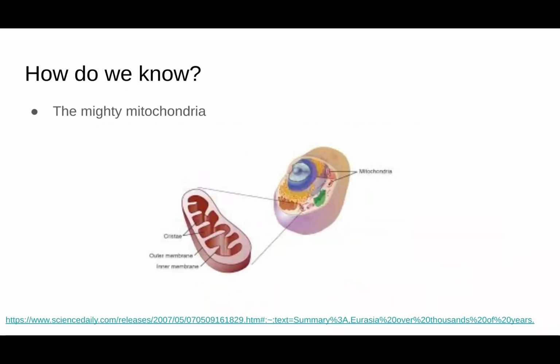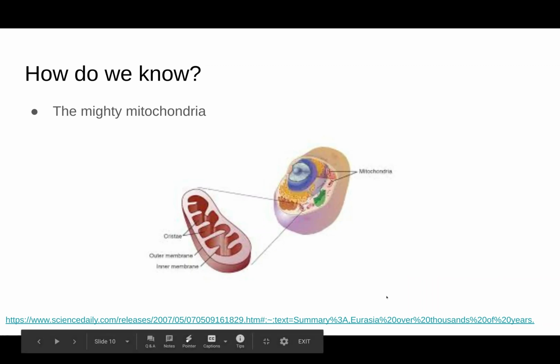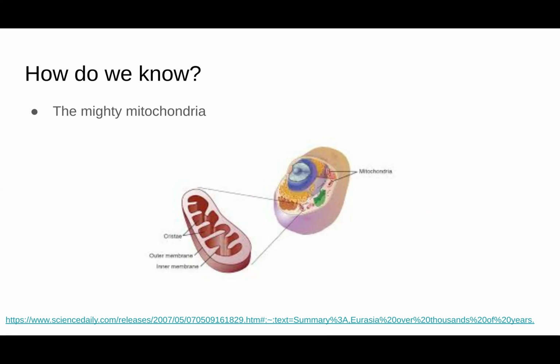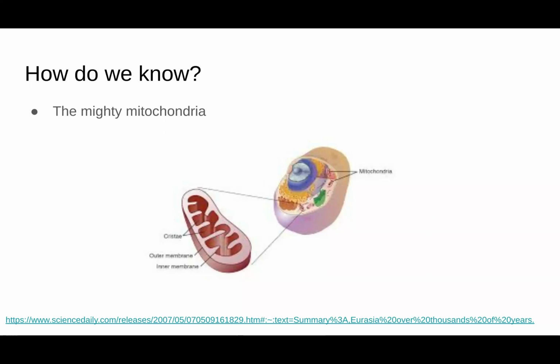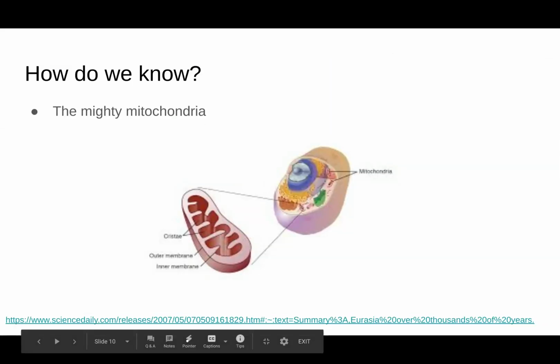And the way we know this is by looking at the mighty mitochondria, the powerhouse of our cells. This is a nice summary article about this that came out a few years ago. This is how we know pretty strongly that the out of Africa hypothesis is most likely true. If you remember, the mitochondria is the powerhouse of the cell, and it has its own DNA.